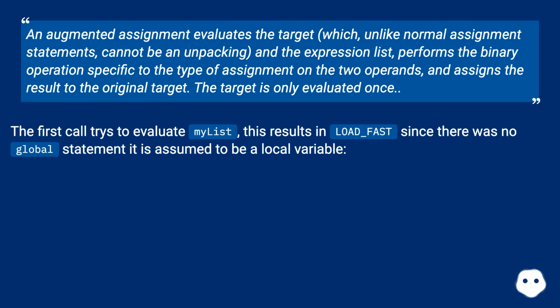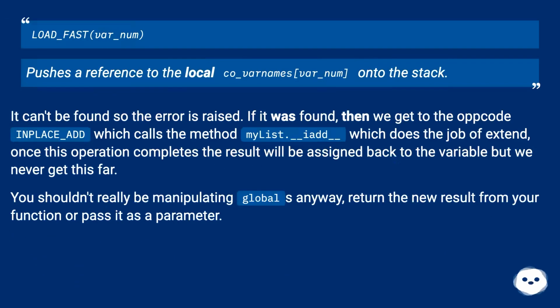The first call tries to evaluate mylist. This results in LOAD_FAST. Since there was no global statement, it is assumed to be a local variable. LOAD_FAST var_num pushes a reference to the local co_varnames[var_num] onto the stack. It can't be found, so the error is raised. If it was found, then we get to the opcode INPLACE_ADD, which calls the method mylist.__iadd__, which does the job of extend. Once this operation completes, the result will be assigned back to the variable, but we never get this far.